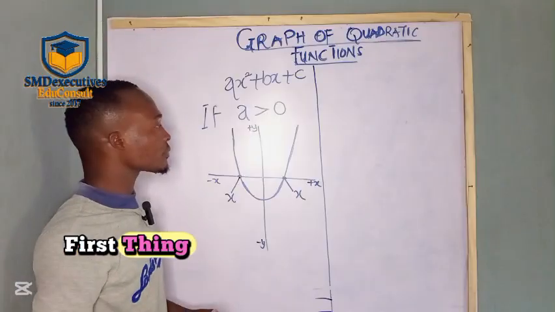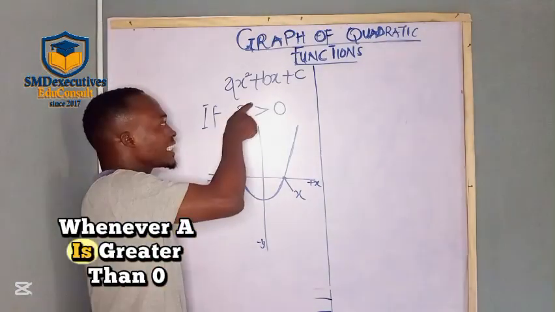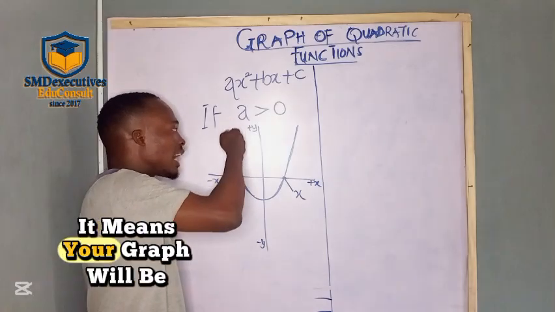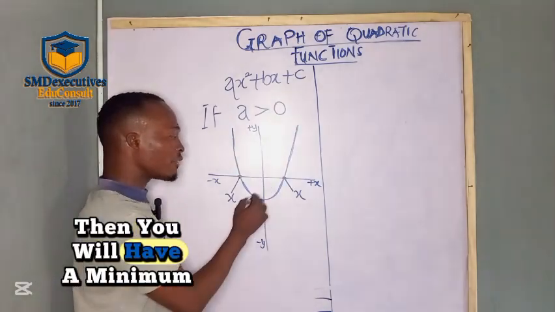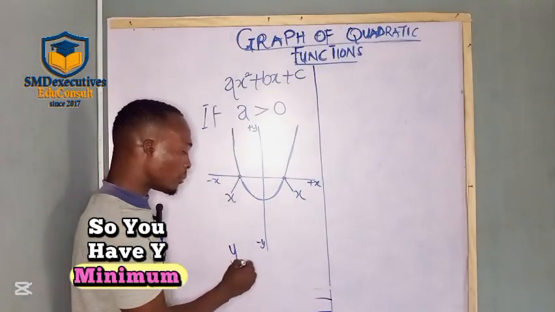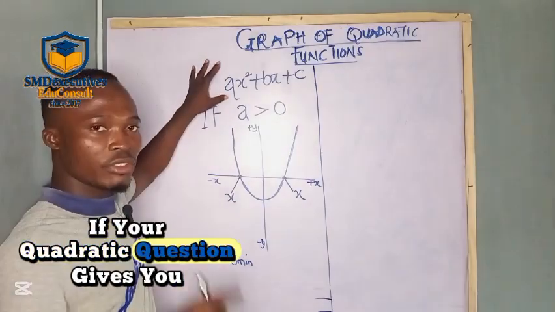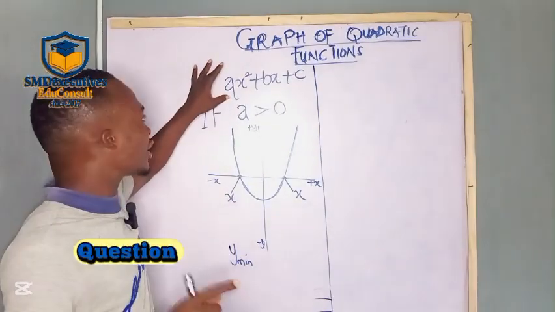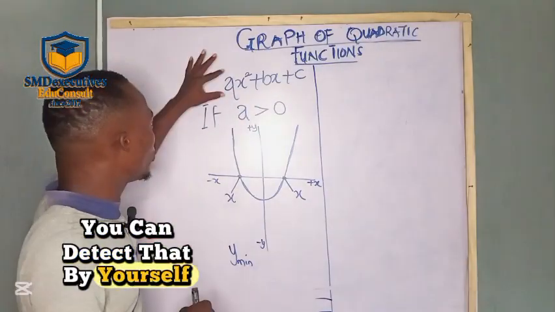That's the first thing. The second thing we can pinpoint here is that whenever a is greater than 0, it means your graph will be a U-shaped graph. Then you will have a minimum value of y. So you have y minimum. Let me come again with that. If a teacher gives you a question and your quadratic function has a greater than 0, you can detect that by yourself by looking here.